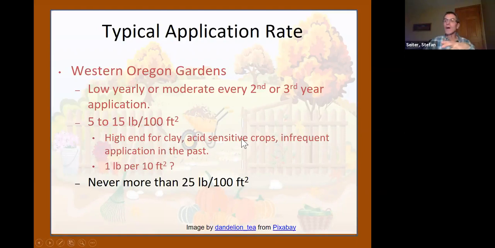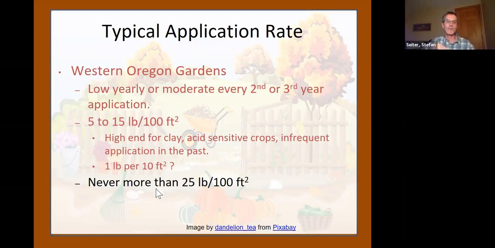If you have a low pH, or very likely a low pH because you have never applied any lime, or because you have an acid sensitive crop, or you have a clay soil, if you need to apply a lot, don't make up for it by applying like 30 pounds per 100 square feet or 50 pounds. It's not good for the soil. You plug up all the pores and you do a lot of damage with that. So don't apply more than 25 pounds per 100 square feet.